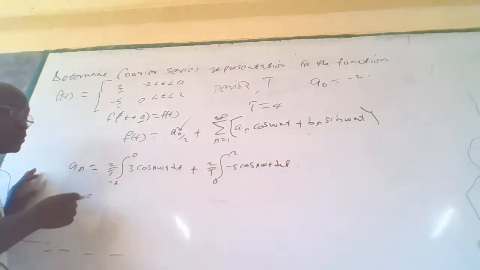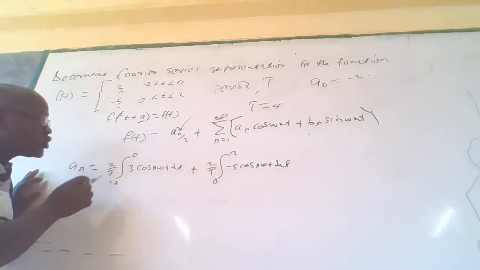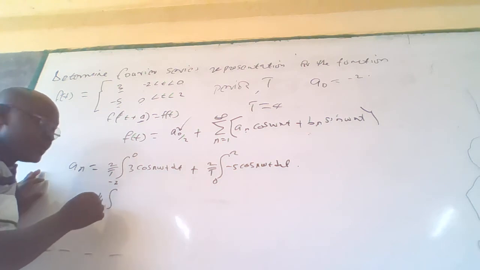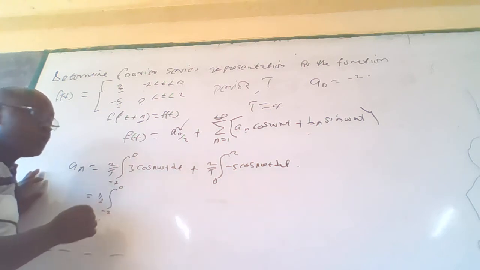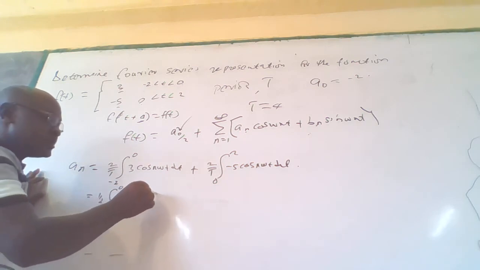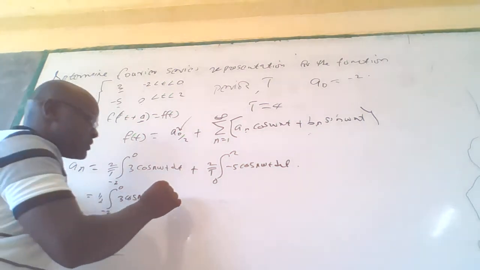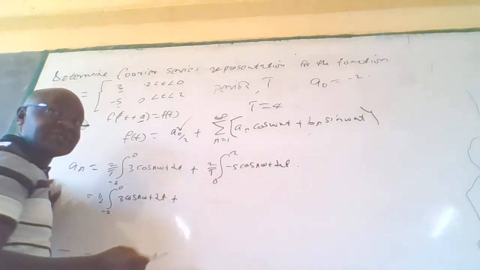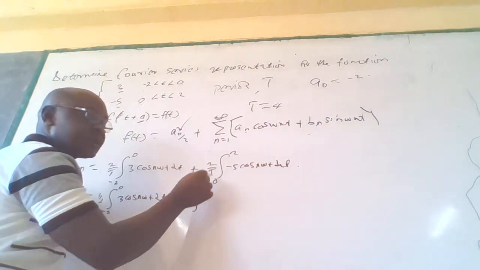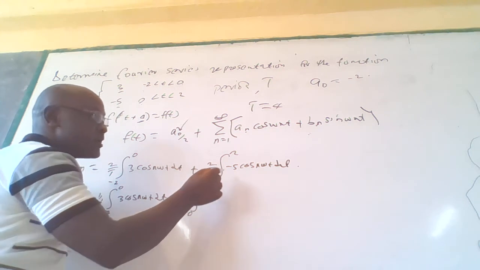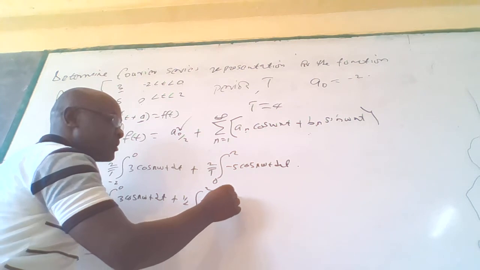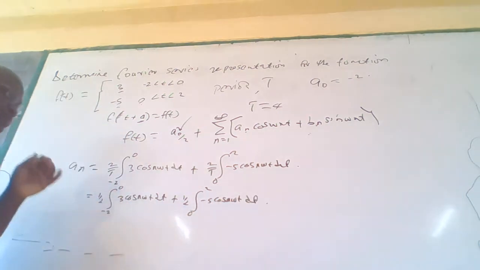Now this equals, of course we know that T is 4, so we have 2 divided by 4, which is a half. Then from -2 to 0, we have 3 cos n omega t dt, then plus, the period is 4, so 2 divided by 4 gives a half. We are integrating from 0 to 2, with minus 5 cos n omega t dt.